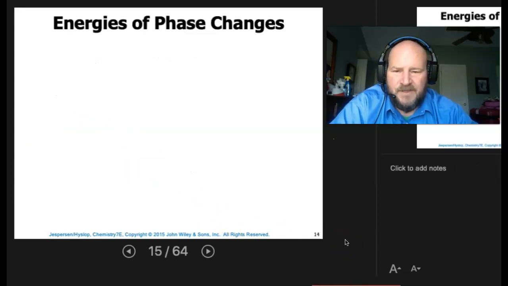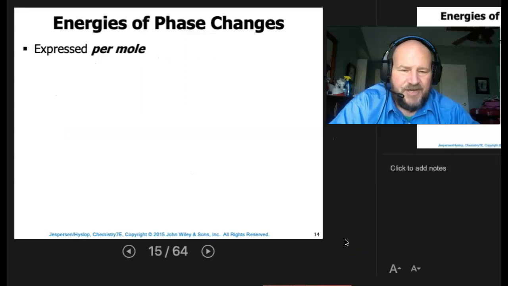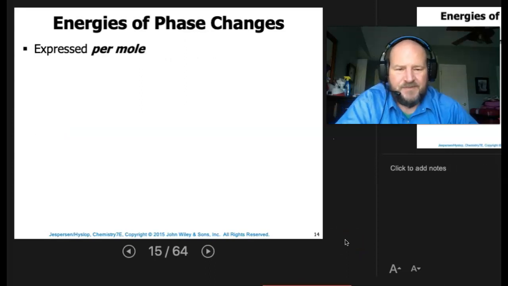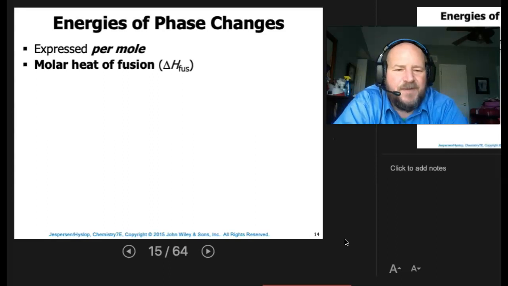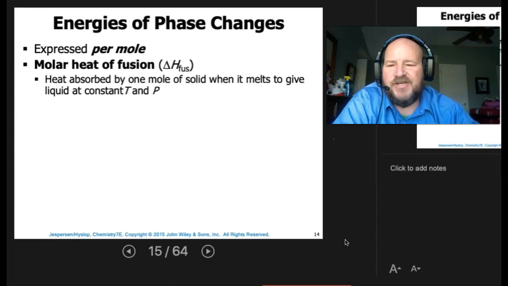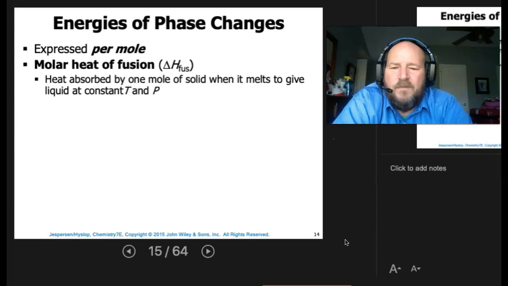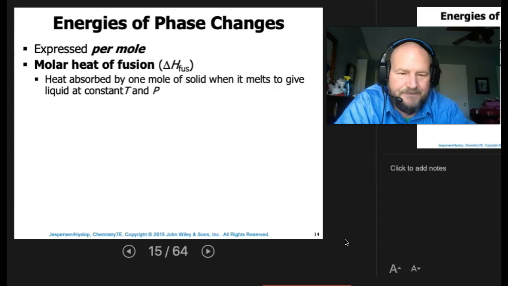All right. So energies of phase changes, typically we express them per mole. So it's a molar heat of fusion. So delta H of fusion is by the mole. We've seen that before if you look back at your heat chapter. Heat absorbed by 1 mole of solid when it melts to give liquid at a constant temperature and pressure, right?